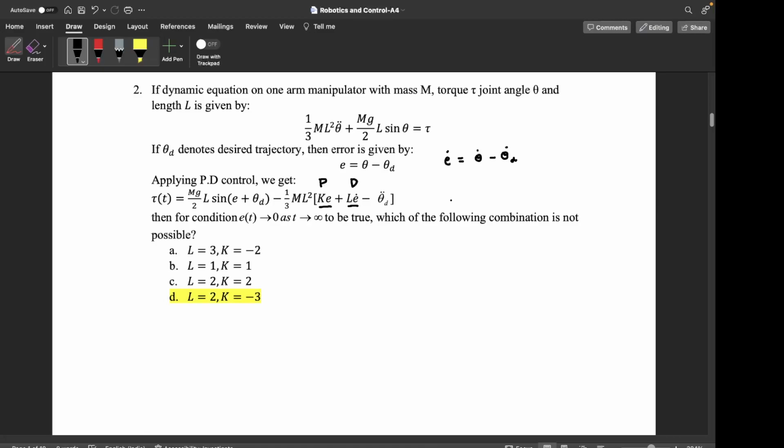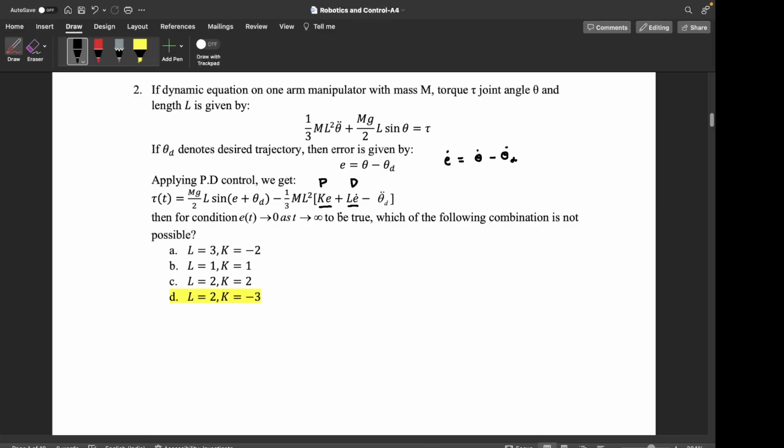So what we are trying to do is compensate for errors in joint positions and joint velocities. We want our actual trajectory to be as close as possible to the desired trajectory. We have the desired values, and we want to know the torque which we would have to apply on this one-arm manipulator in order to make it track this trajectory as closely as possible.